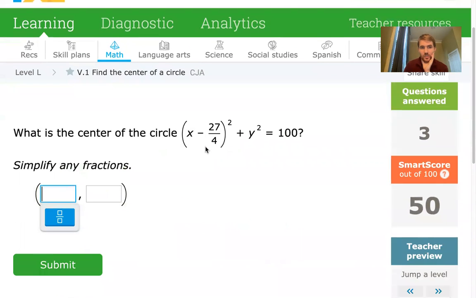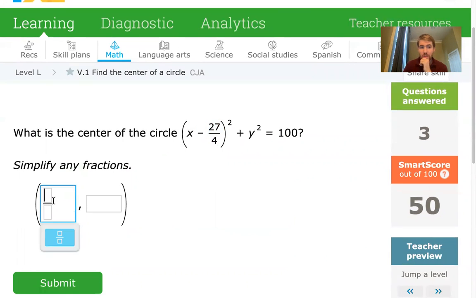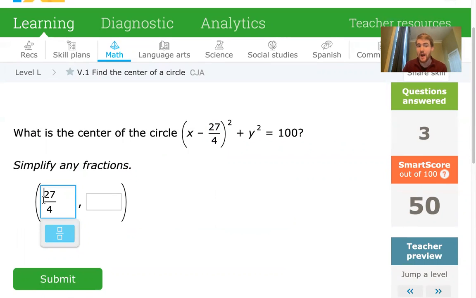All right, now we got a trickier one. Now it gives us the equation. We have to find the center. So remember, the x coordinate is whatever the negative form of this is. Since this is already negative, it becomes positive. So think to yourself, what would the x coordinate be? It's going to be 27 over 4. And it's going to be positive 27 because this was negative.